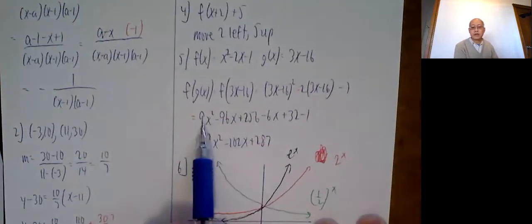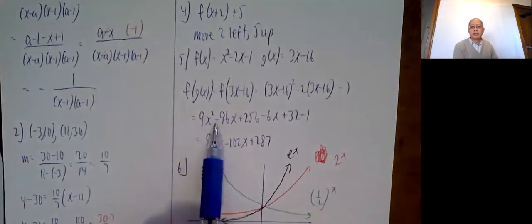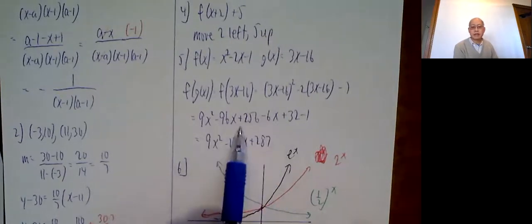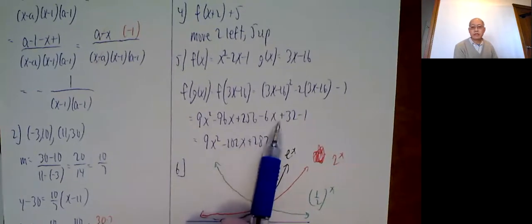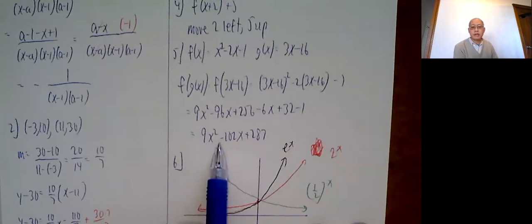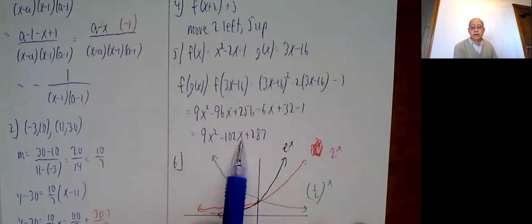So I square that: 9x squared minus 96x, that's the 2ab term, 2 times that is minus 96x, plus b squared is 256, minus 6x plus 32 minus 1. Put it all together, 9x squared minus 102x plus 287.